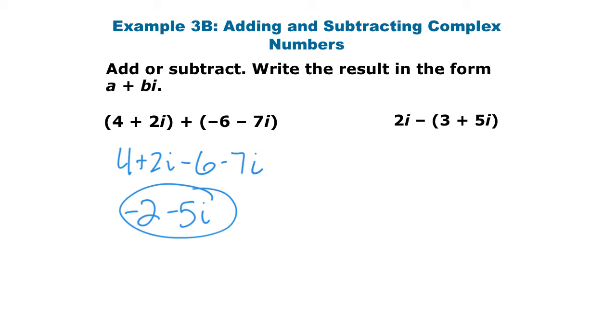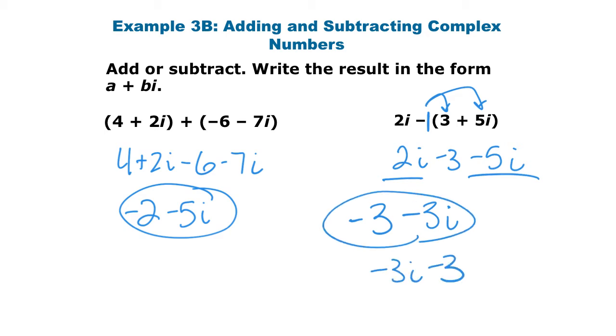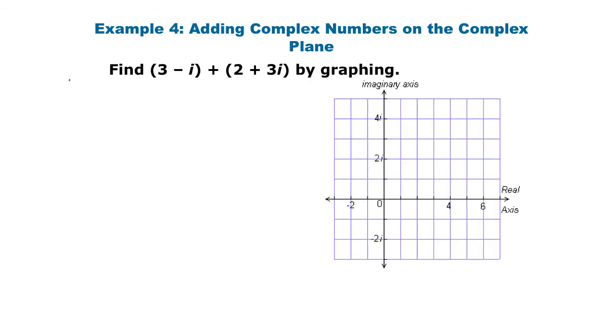In the second one, I have 2i minus all of that in parentheses, 3 plus 5i. So I'm going to keep remembering that this is like negative 1 and use my distributive property to rewrite this. And then I just combine like terms. 2i and negative 5i would be negative 3i. And I have negative 3 out here. So negative 3 minus 3i. I could write it like this. It doesn't matter. Now we're going to do the addition by graphing.